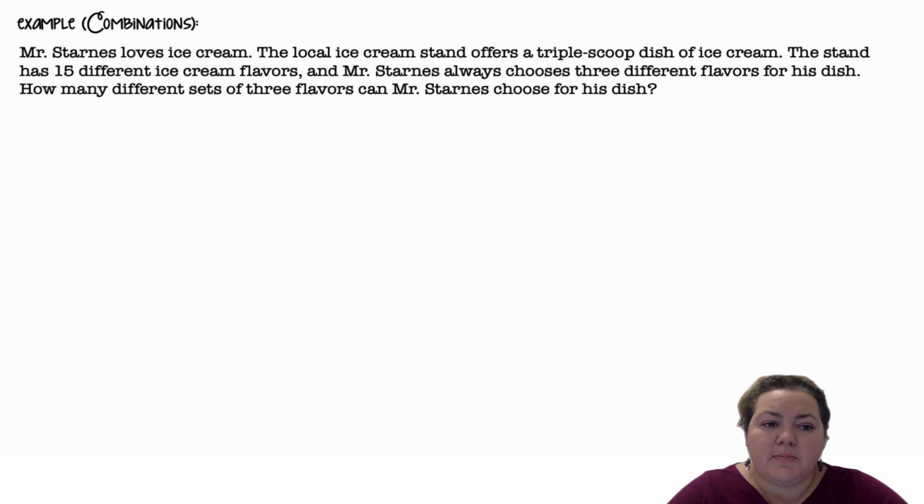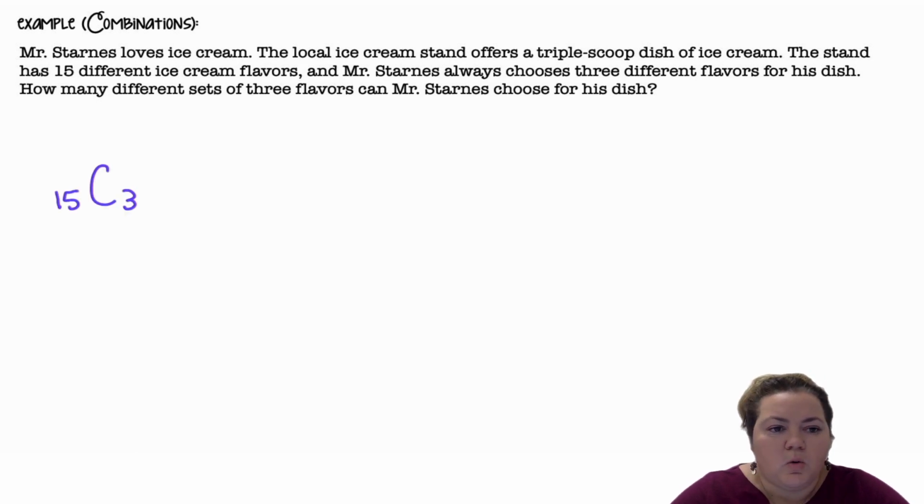All right, an example. Mr. Starnes loves ice cream. The local ice cream stand offers a triple scoop dish of ice cream. The stand has 15 different ice cream flavors, and Mr. Starnes always chooses 3 different flavors for his dish. How many different sets of 3 flavors can Mr. Starnes choose for his dish?